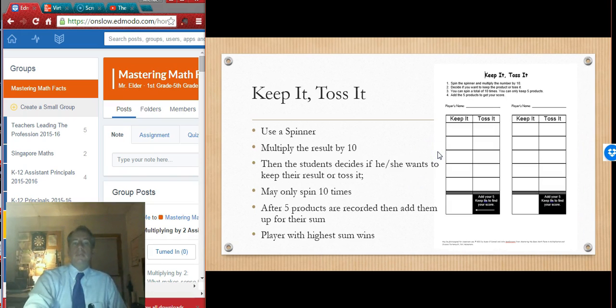A second game is Keep It, Toss It. So this is kind of similar to the last one, except now kids have to make a real informed decision, but also just bringing in a little bit of probability here. So you could use a spinner for this one, and you're going to multiply that result by 10. You could also use number cubes or dice. And again, you're going to roll it and multiply by 10. You have to decide if you're going to keep your roll or you're going to toss it.